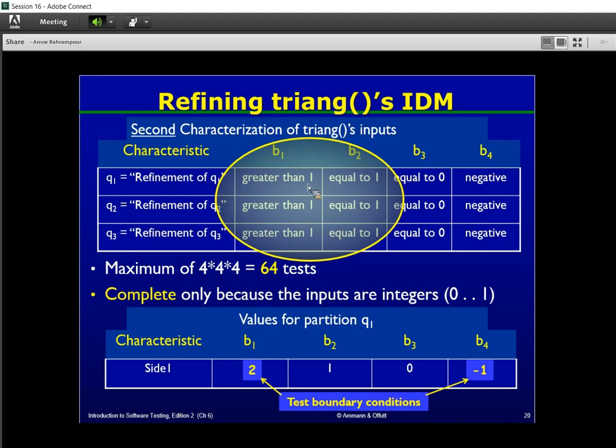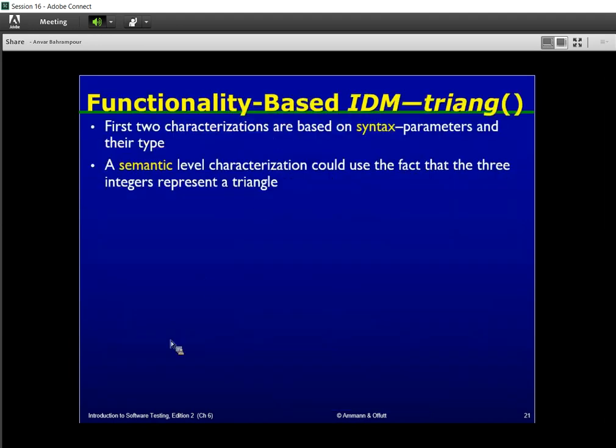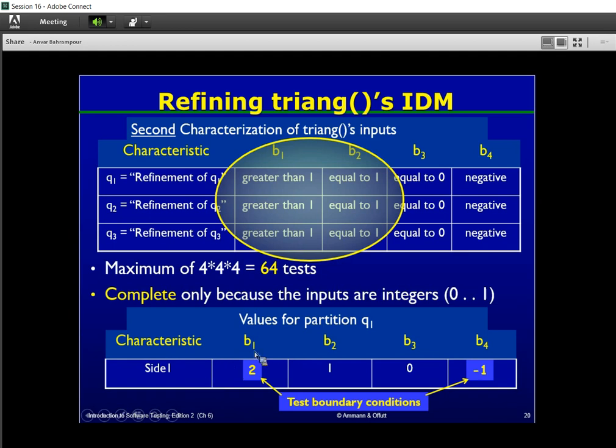We could choose one value from each block to test the side parameter. For example, we choose a value 2 from this block, and value 0 and 1 for these two blocks, and -1 for this block.